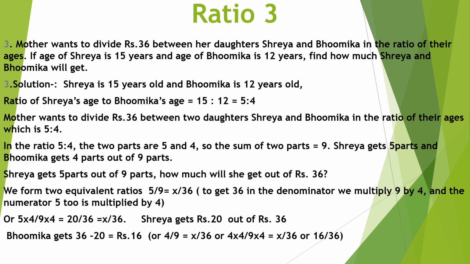Bhumika gets 36 rupees minus 20 rupees, which is equal to 16 rupees. Or we can calculate 4 by 9 is equal to x upon 36. So 4 into 4 upon 9 into 4 is x upon 36. So x here is 16. So Bhumika gets rupees 16. So Shreya gets rupees 20 and Bhumika gets rupees 16.